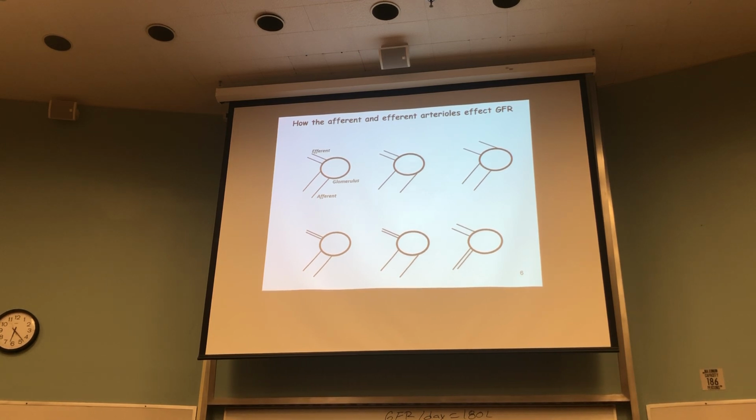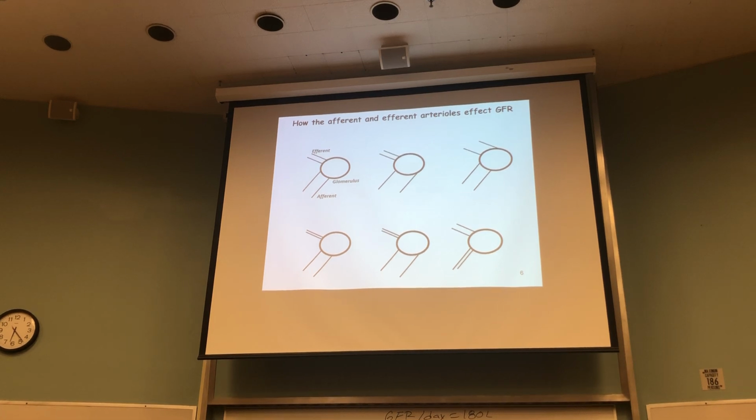Now there's one that's not up there. Which one's not up there? Constriction of both. You constrict both, right? Constrict the afferent and the efferent, which will really reduce your GFR, because less goes in, and it helps that there's the constriction there. Your kidneys will do that when you go running, and we'll talk about that a bit later.